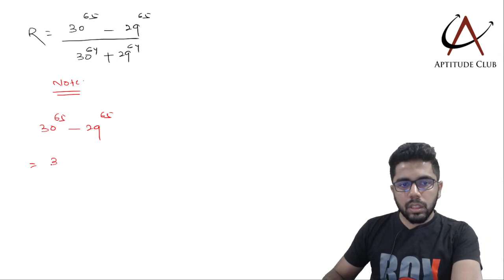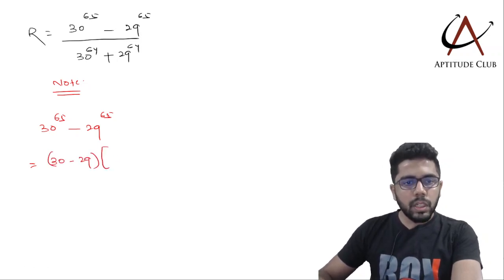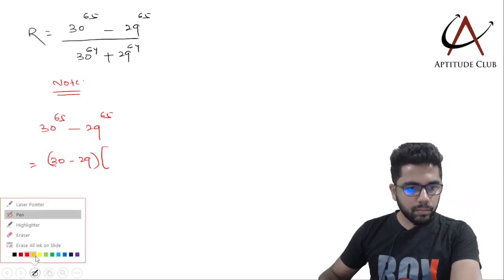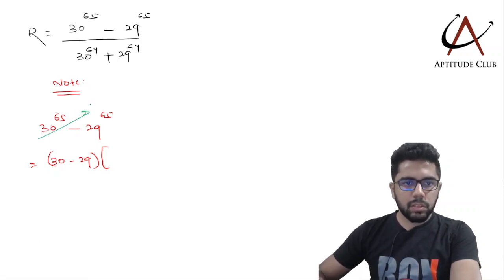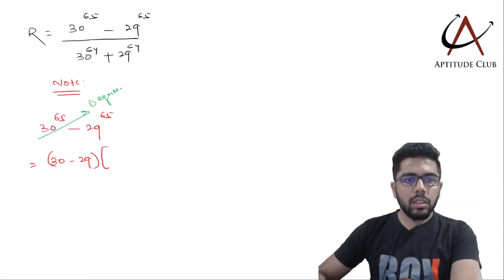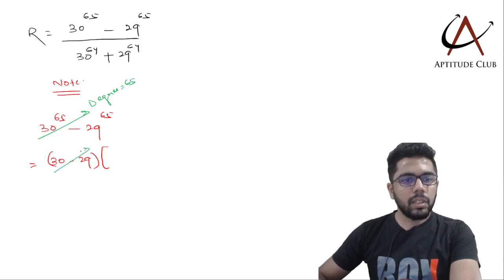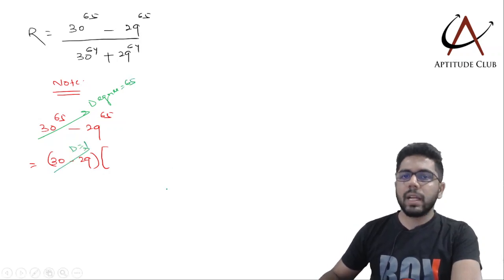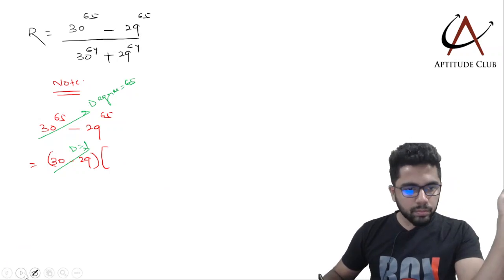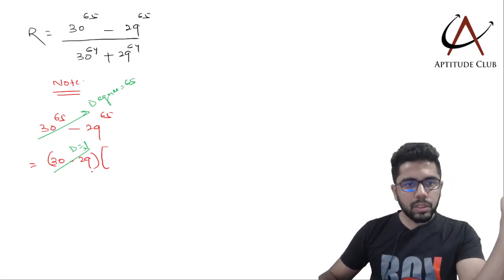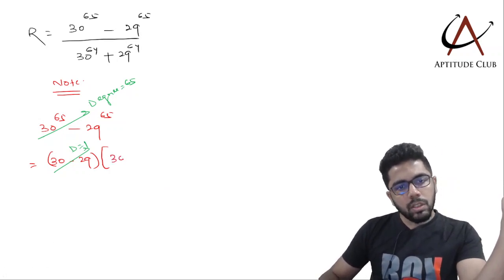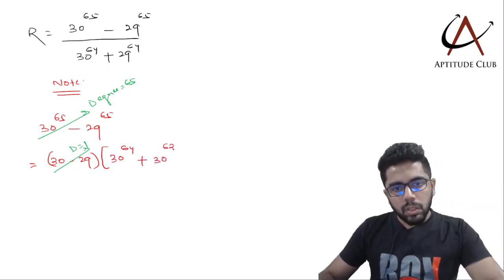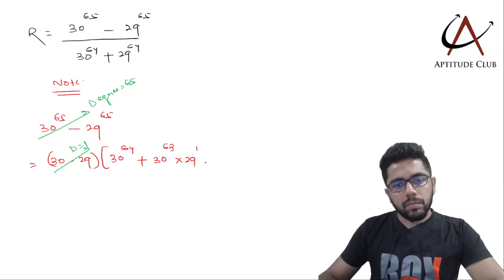So I can take 30 minus 29 common, a minus b. In this expression, the degree is 65. A minus b degree becomes 1. So this bracket will be degree 64. So 64 has to be distributed between 30 and 29. So 30 to the power 64. Then power of 30 reduces by 1, power of 29 increases by 1.